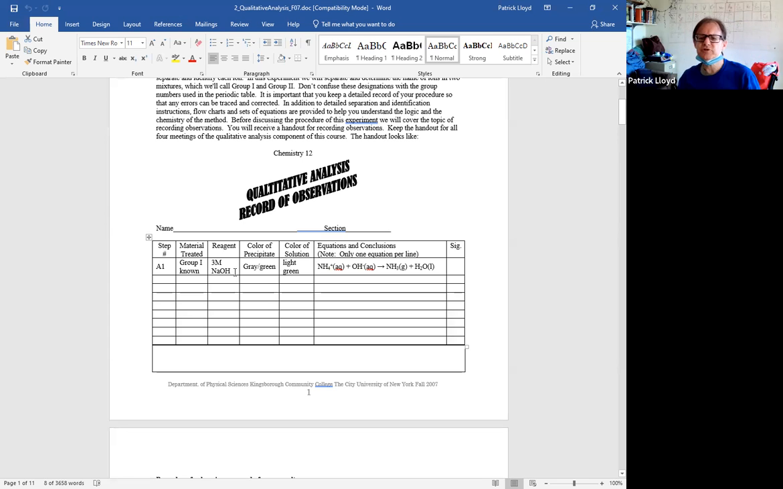Then there's observations. Do you see anything happen? In fact, you do. You see that there's a precipitate that forms. It's sort of a dark green or a gray color, so you write that down. Then there's a solution. You can see some liquid in there, and the liquid is a little light green. Some of that's interpretation of how you perceive color, so there's no exact correct answer for that one. And then you write the equation down. You just copy the equation down.